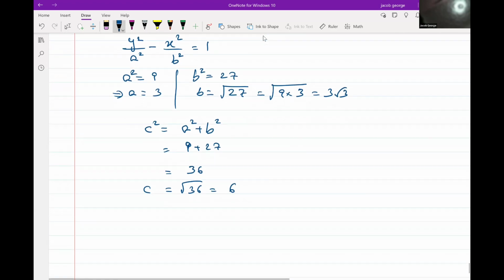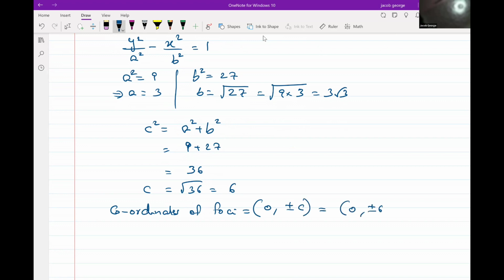Coordinates of foci: 0 plus or minus c, because second type. 0 plus or minus c, that is 0 plus or minus 6. Coordinates of foci, 0 plus or minus 6. Please note down. Coordinates of foci, 0 plus or minus 6.